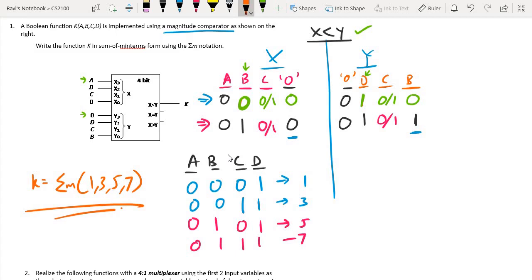I hope that gives you a clear explanation on how we can analyze such questions. As long as you understand how the magnitude comparator works, that it starts from the most significant bit down, then we will understand how to analyze such questions. Now let's go on to question 2.